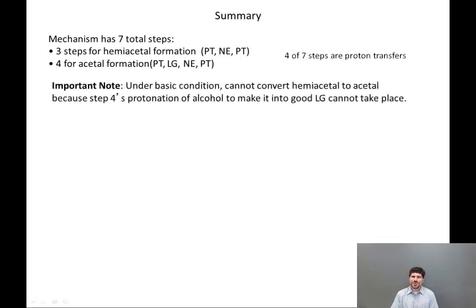The next thing I want to note is that under basic conditions, this PT reaction in step 4 cannot take place because that requires strong acid to protonate the alcohol. So if you can't protonate the alcohol to make it a good leaving group, that alcohol will not be able to leave and you will be stuck at the hemiacetal. So therefore, under basic conditions, the reaction stops at the hemiacetal. Under acidic conditions, the reaction continues all the way to the acetal, because that proton transfer step is possible.